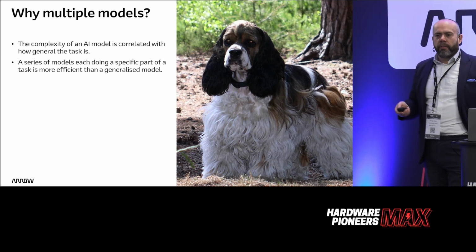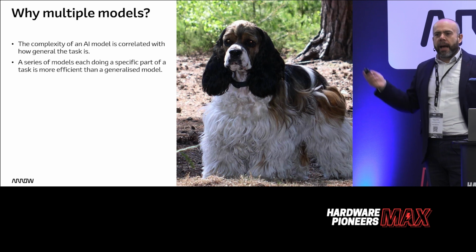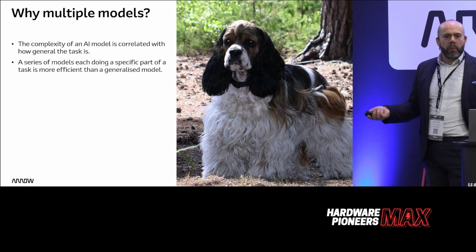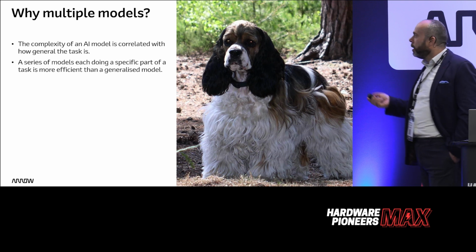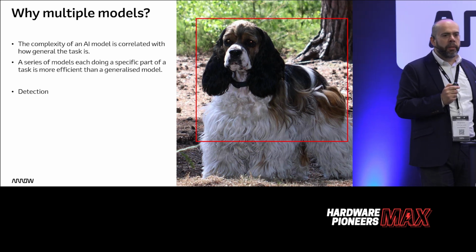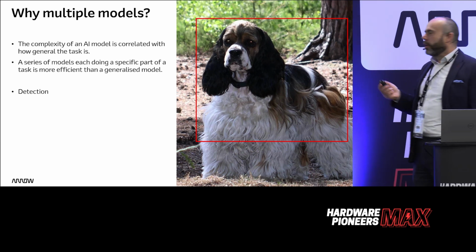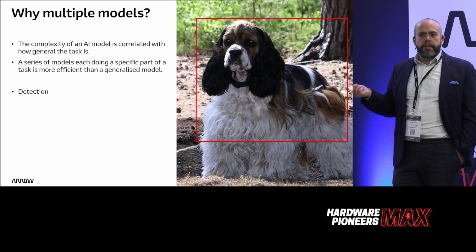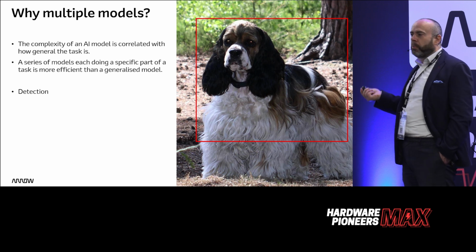It's not directly relevant, of course, to embedded AI. This isn't everybody's classical problem, but it does help us see why we have multiple models. So the first thing we might want to do is object detection. So this is just detecting that there is an object in the picture. There's some really, really famous models for doing this. Probably the most famous is YOLO.